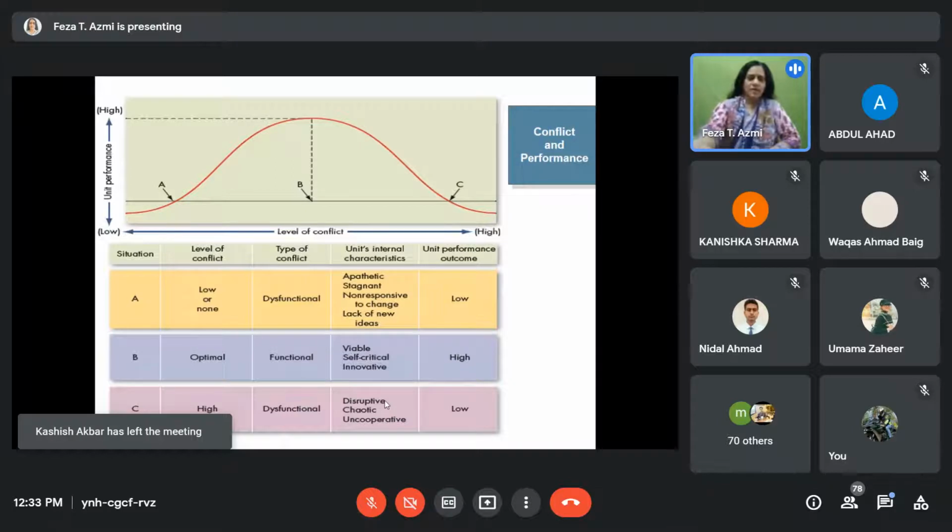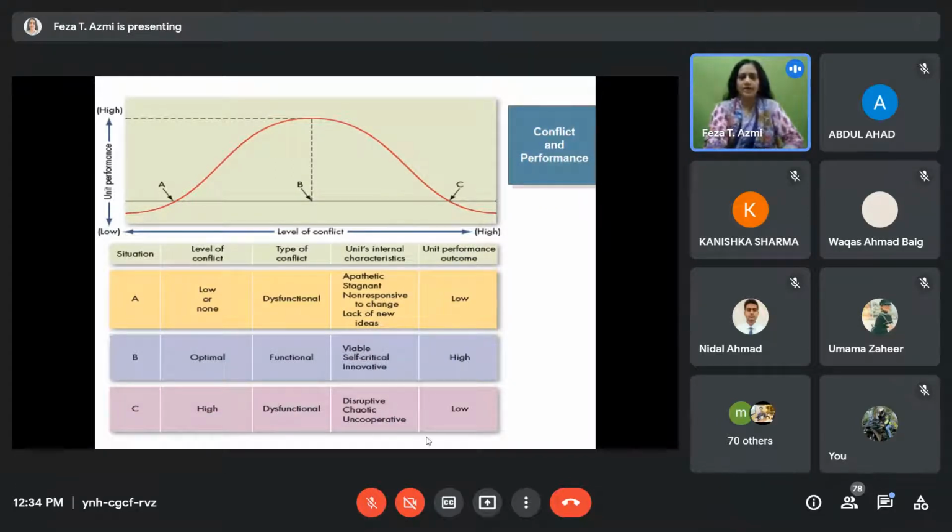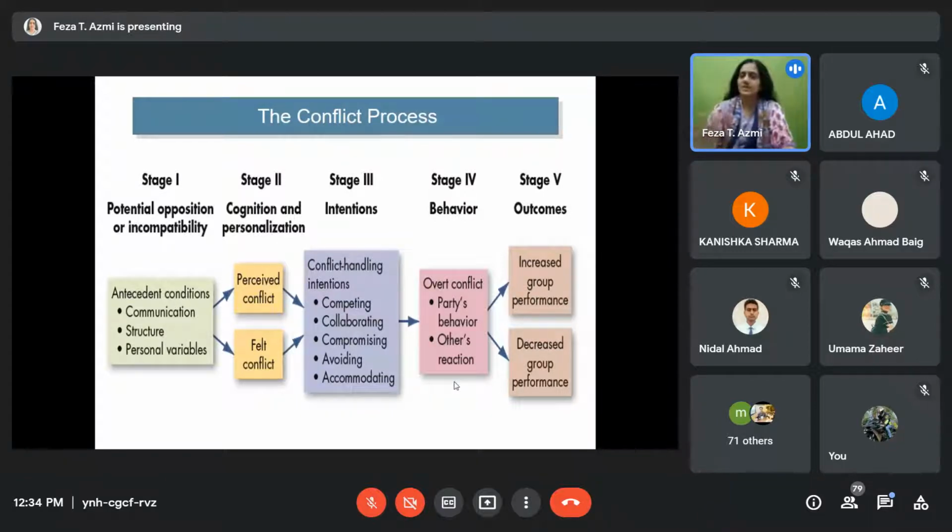This lower part of the slide is what I have already discussed: low conflict, point A. If you look at the table, what are the characteristics of the unit? They may be stagnant or non-responsive, or there is a lack of new ideas, and that is why performance is also low. In case of optimal conflict, you become more innovative and viable, and performance is high. In case of high conflict, point C, again it is dysfunctional because there is too much conflict; it becomes chaotic, uncooperative, disruptive, and again performance becomes low. So this is how the nature of conflict may differ, and this is how we understand what is functional and dysfunctional conflict.